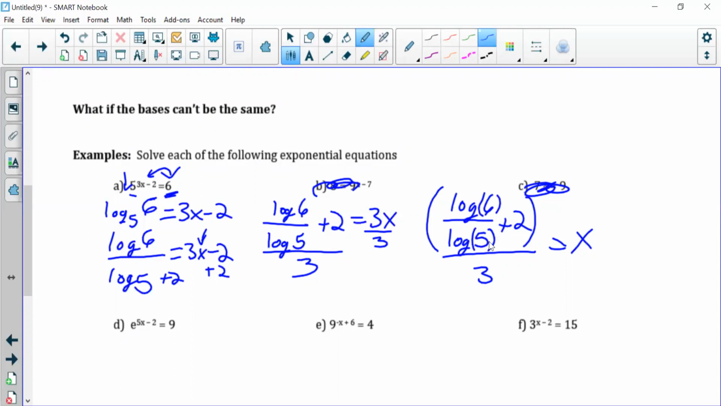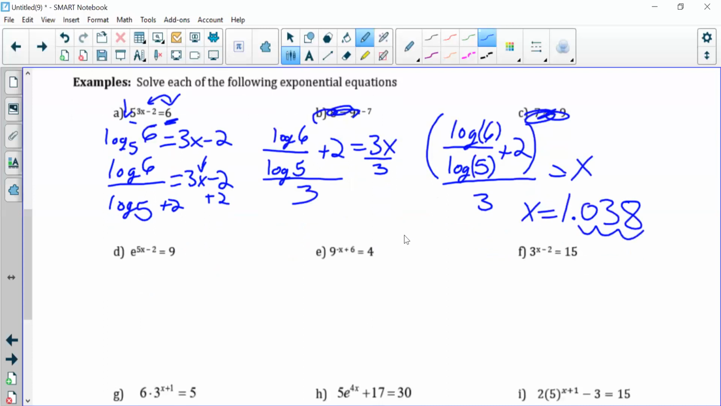All right, so we say, open parentheses, the log of 6, close parentheses, divided by the log of 5, close parentheses, plus 2, close your big parenthesis, divided by 3, and then hit equals. All right, and this tells me that x is equal to 1.038. Remember, 3 decimal places and round.